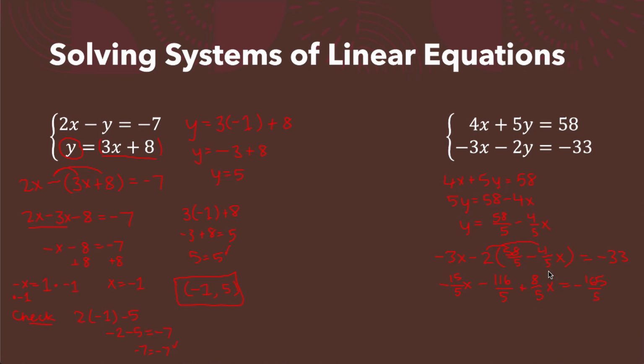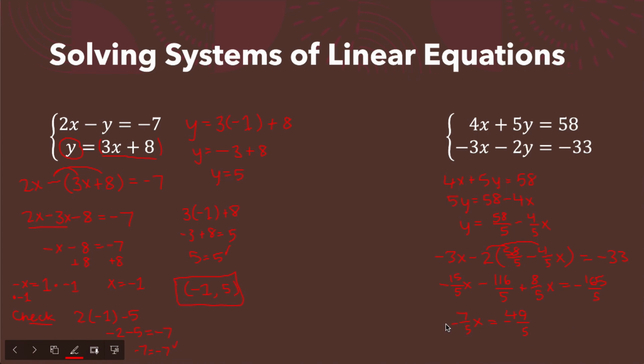-15/5x plus 8/5x is equal to -7/5x. And this is equal to -165/5 plus 116/5, since we're adding this to both sides to cancel it out. That is equal to -49/5.